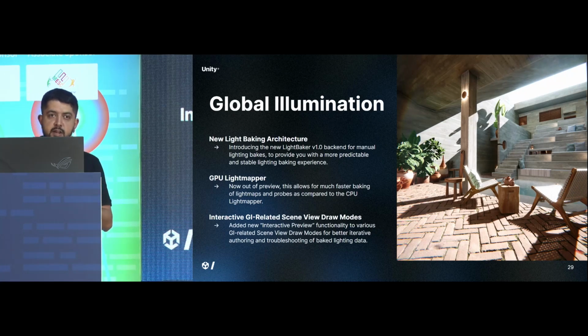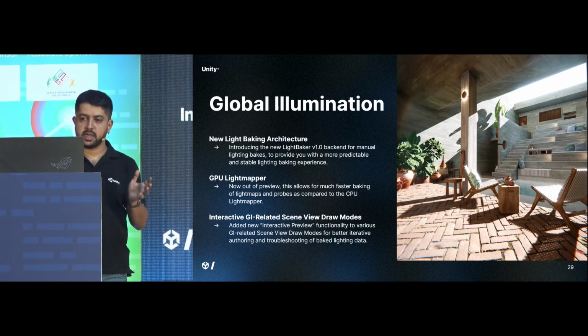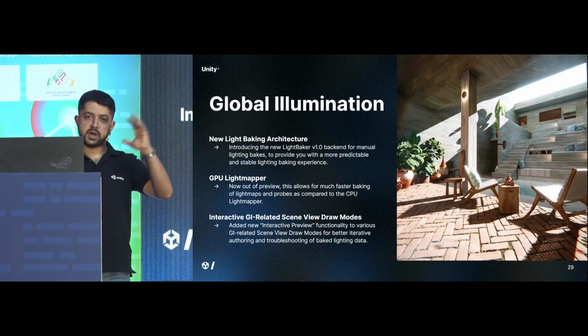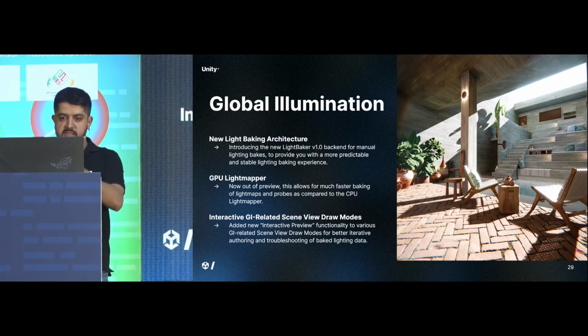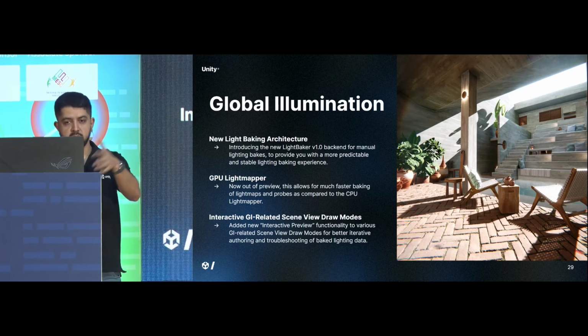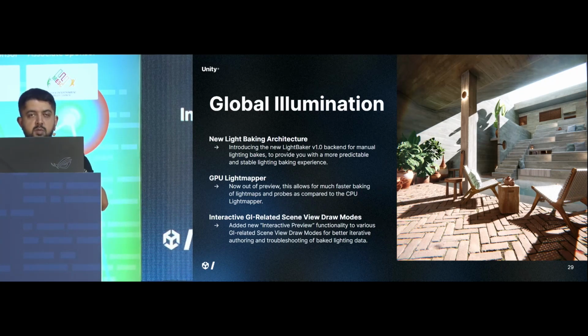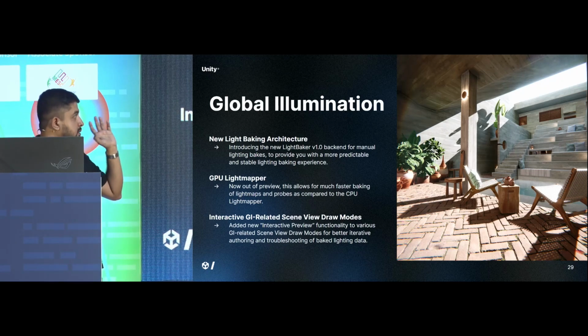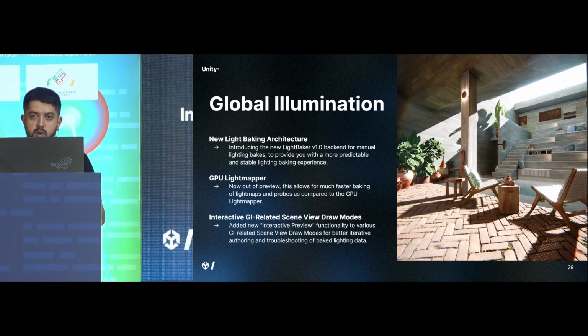The GPU light mapper that some of you may have used is now out of preview, and it allows for much faster baking of light maps and probes as compared to the CPU light mapper. This baking backend will help with the iteration speed of baking into your projects, especially when you have large scenes and a large number of probes or a higher resolution of light map textures. So I highly recommend using the GPU light mapper if you haven't tried it already, because it was in preview.